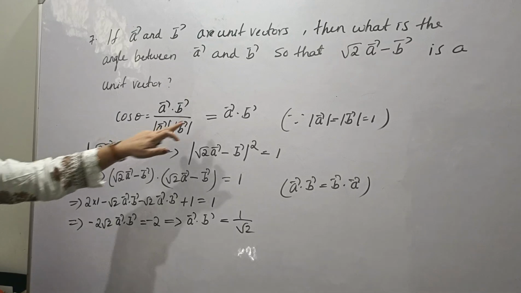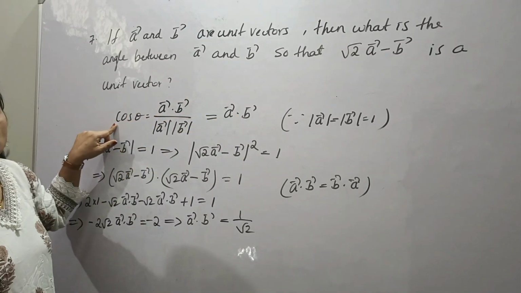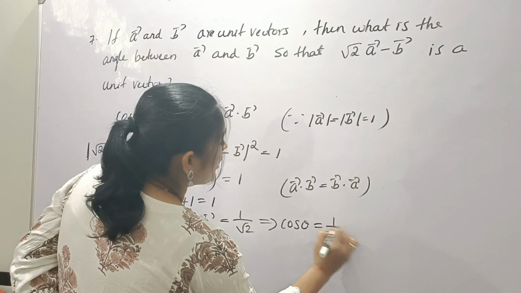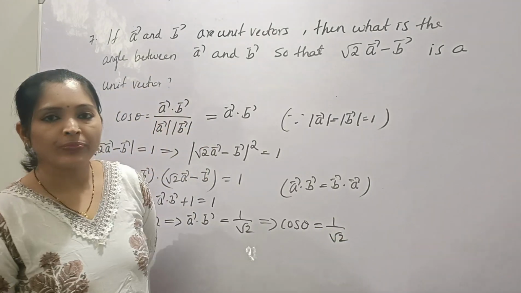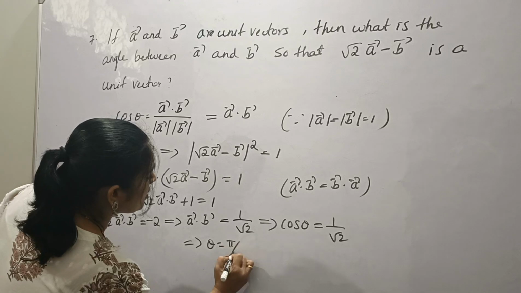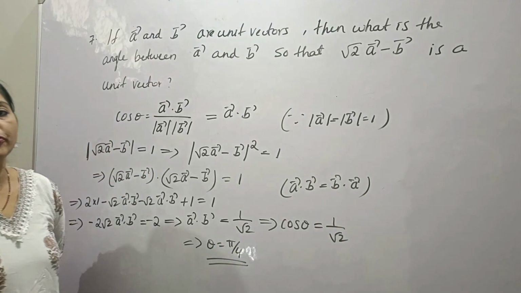And we have vector A dot vector B is equal to cos theta. Cos theta is equal to 1 by root 2. Then what is theta? Theta is pi by 4. Right? Theta is equal to pi by 4.